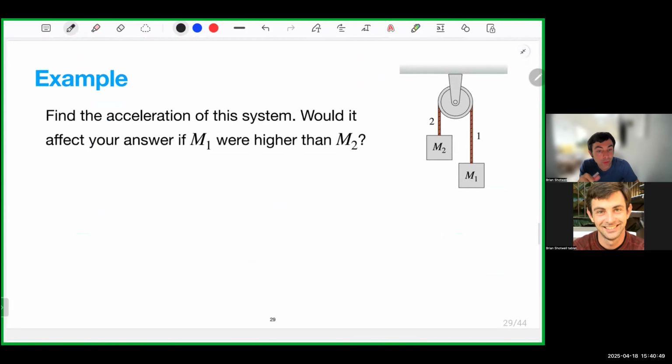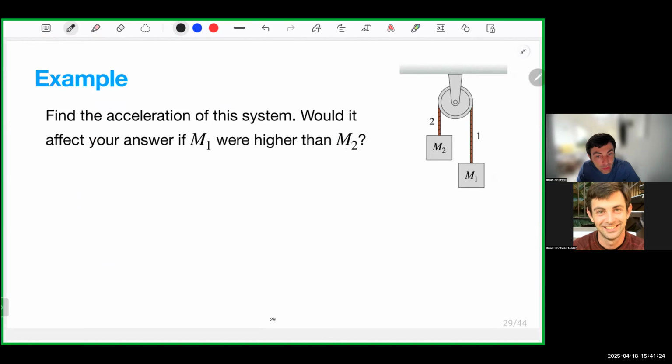Okay, so what if the masses were not equal and we wanted to solve for the acceleration of the system? All right, let's try this. Well, this question's kind of weird because the second part says, would it affect your answer if M1 were higher than M2? Oh, okay. So I guess they mean physically higher, like higher up, like right here. I was thinking that the value of the mass were bigger than the value of the mass.